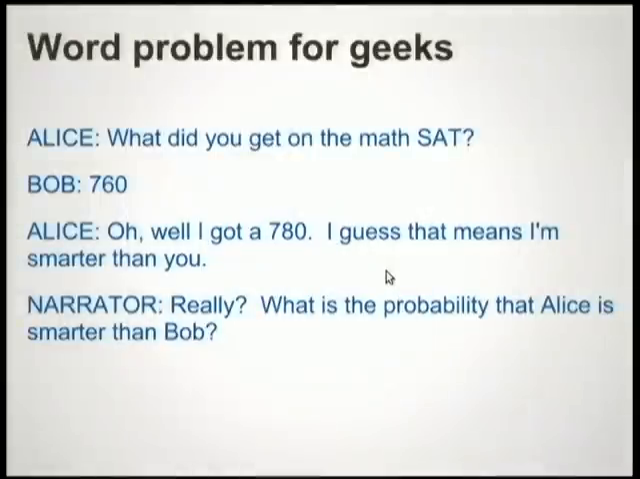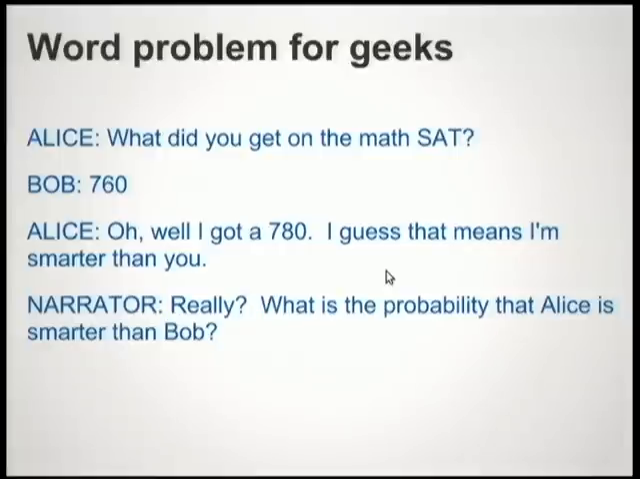Okay. Next problem I'm going to throw out is what I call a word problem for geeks. This is a hypothetical conversation between college students. Alice says, what did you get on the math SAT? Bob says, 760. Alice says, oh, well, I got a 780. I guess that means I'm smarter than you. So from a Bayesian point of view, what we want to ask is, given this data, what is the probability that Alice is smarter than Bob?